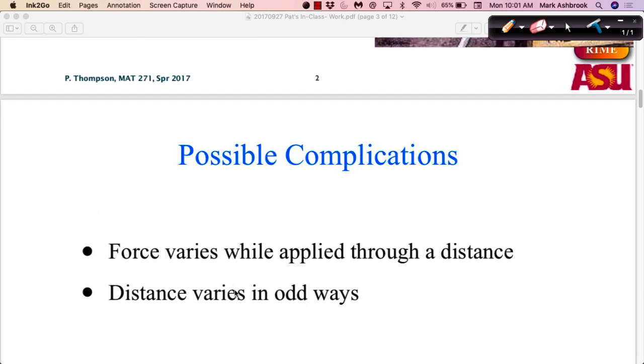All right, so like I said, there's complications to this. If I push with a constant force for a certain distance, I can calculate the amount of work just by doing force times distance, but there's complications to this. The force varies as we're applying it through the distance, or the distance varies in odd ways, right? So this complicates it, and we can't just plug in a force, plug in a distance, and multiply and be done.